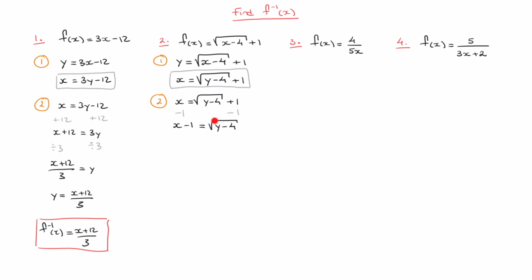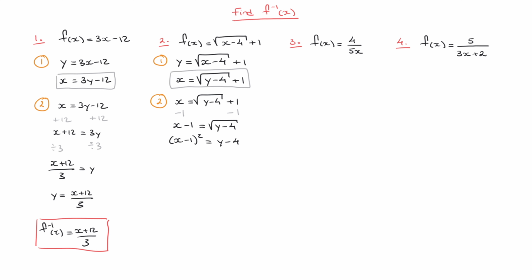Now, to get rid of this square root, we're going to square the entire right-hand side. But since we're squaring the right-hand side, we have to square the left-hand side as well. And careful, when doing so, we don't square one term at a time. We square the entire left-hand side inside a pair of parentheses. So this would look like, in parentheses, x minus 1 squared, which equals the square root of y minus 4 squared, which leaves us with y minus 4.